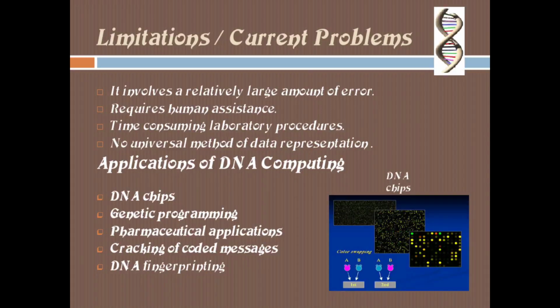Here are some applications of DNA computing. The first one is the DNA chip, which is familiar to us, and the second one is genetic programming. The next is pharmaceutical applications, and next is cracking of coded messages, and the last one, the most familiar to us, is DNA fingerprinting. By watching movies we hear about that. DNA fingerprinting is used to find the crime.